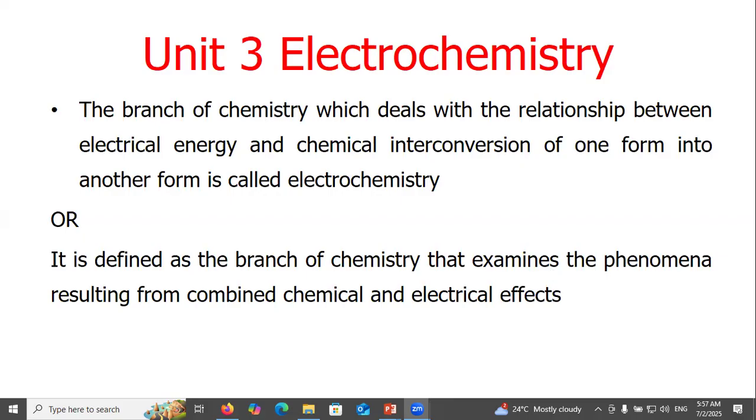First of all, electrochemistry is the branch of chemistry which deals with the relationship between electrical energy and chemical energy, and the interconversion of one form into another form. Or it is defined as the branch of chemistry that examines the phenomena resulting from combined chemical and electrical effects.